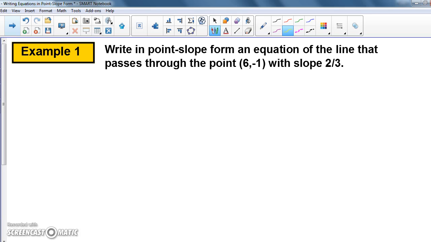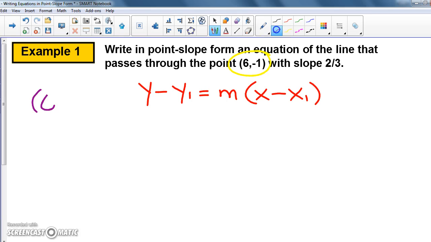So I'm going to go ahead and copy over our point-slope equation. And now I'm going to put in the numbers. So remember what I said, (6, -1), that's the point. So that's our x1, y1. And then right over here we have the slope of 2/3. So remember the letter we use for slope is m. Okay, so watch how easy this is now.